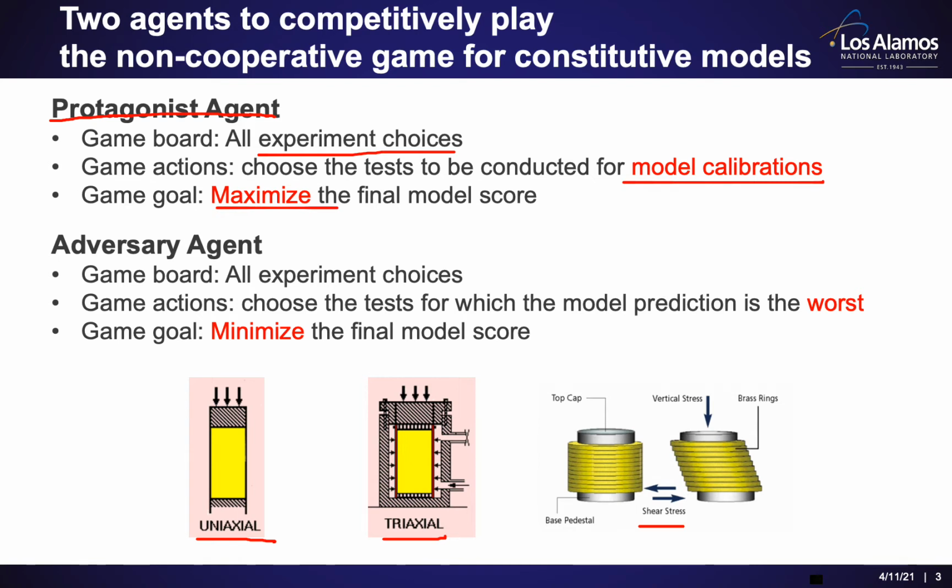Meanwhile, for gathering the testing data to evaluate the model's forward prediction accuracy on unseen scenarios, we introduce the adversary agent, which can also choose from a lot of experimental choices, but now the goal is the opposite. So the goal is to find the testing data on which the model's prediction accuracy is the worst. So the model's accuracy on this testing data are minimized. This creates a competitive scenario which the model's strengths and weaknesses are both estimated simultaneously.